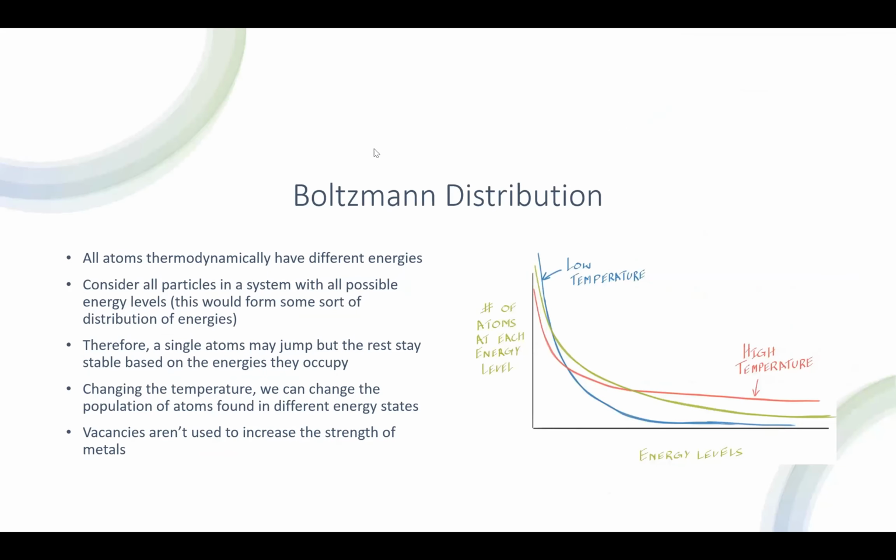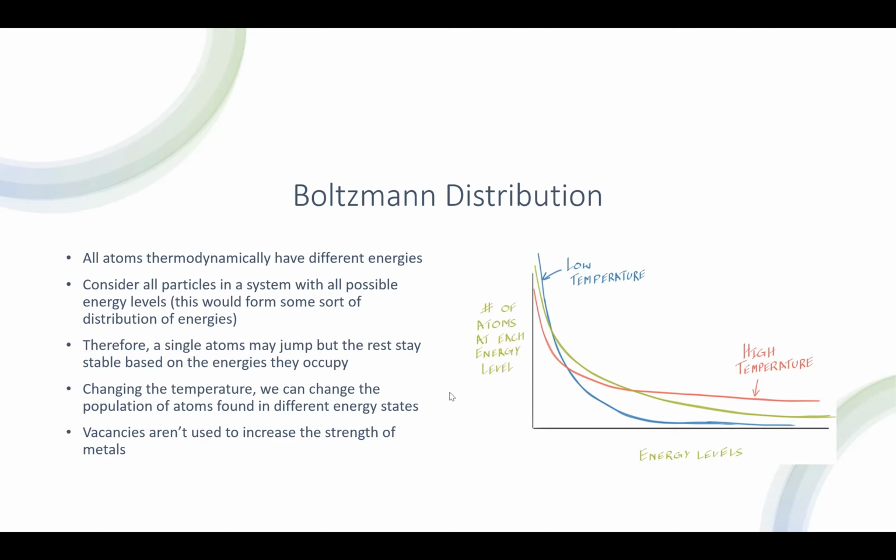So Boltzmann distributions. All atoms thermodynamically have different energies. We consider all the particles in a system with all possible energy levels. This would form some sort of distribution of energies. So that's sort of what these curves are showing. It's just the different atoms with different energy levels. Therefore, a single atom may jump, but the rest will stay stable based on the energies they occupy.